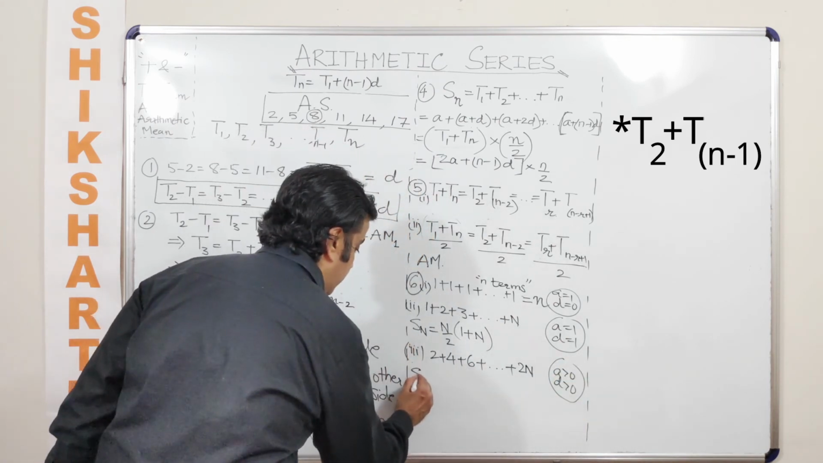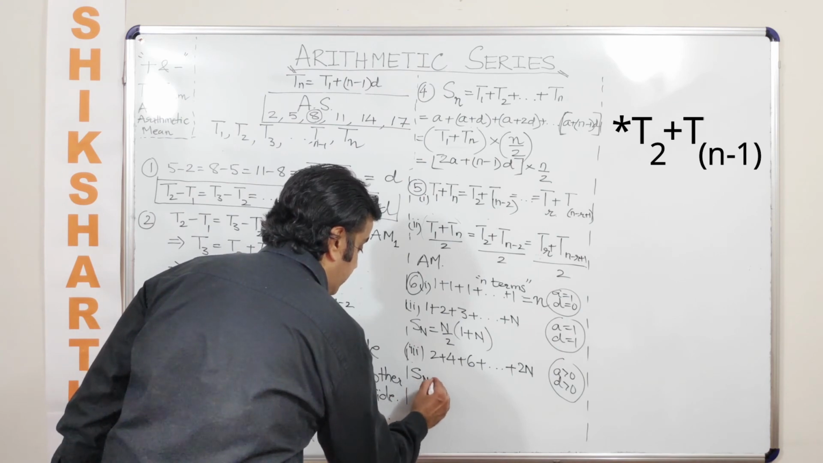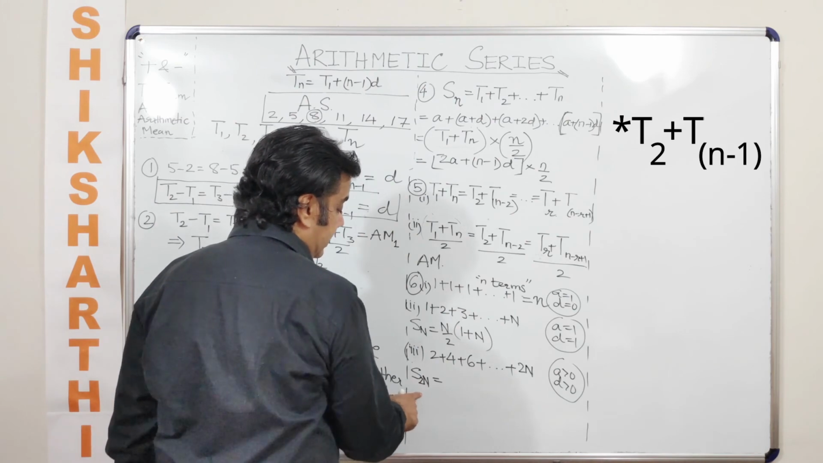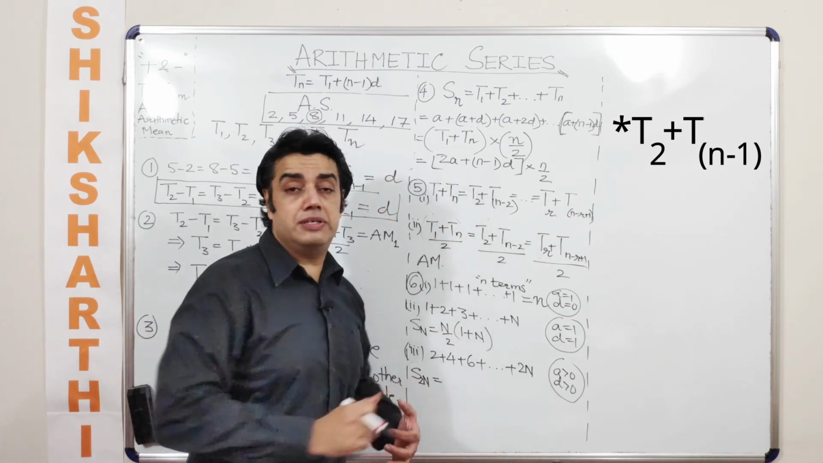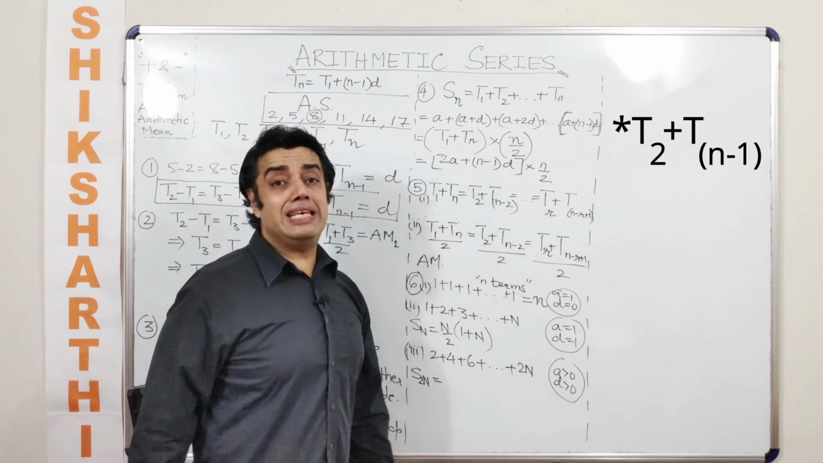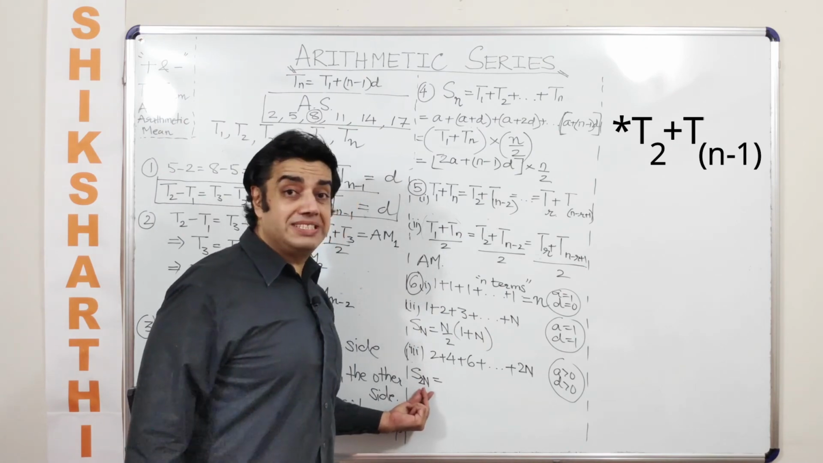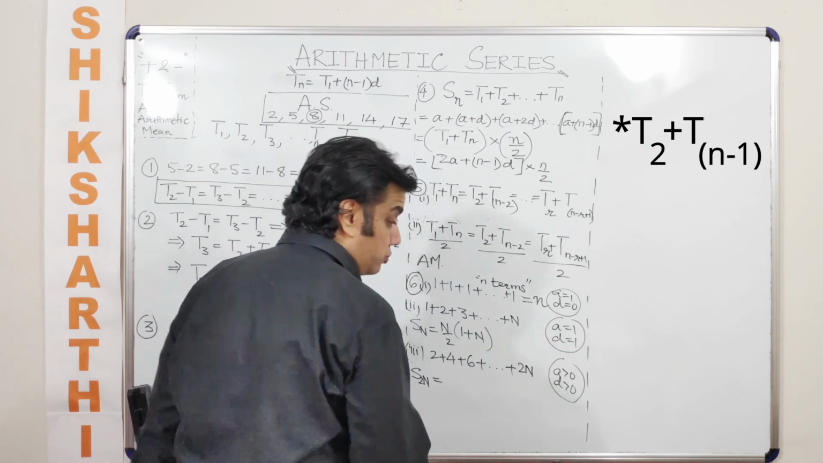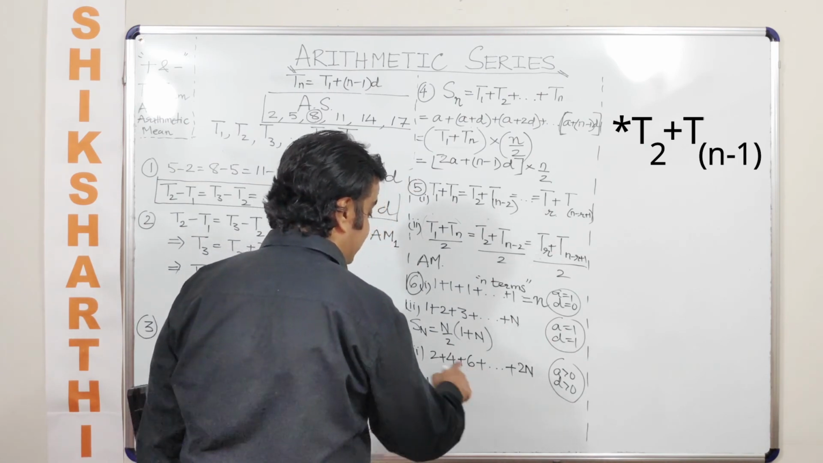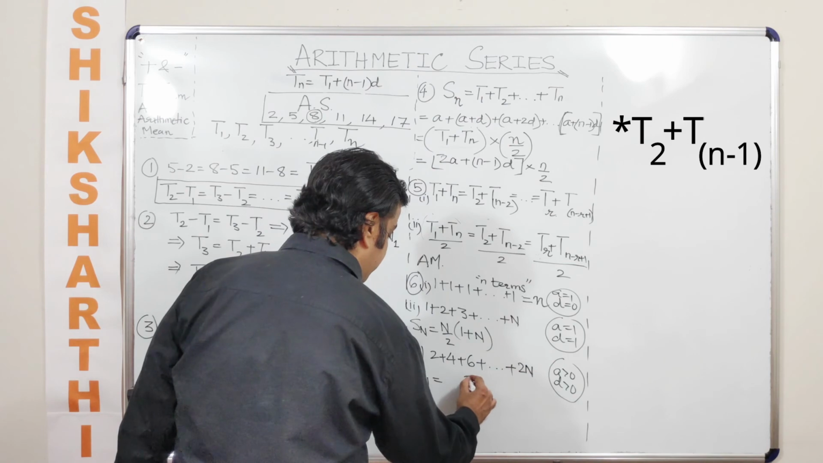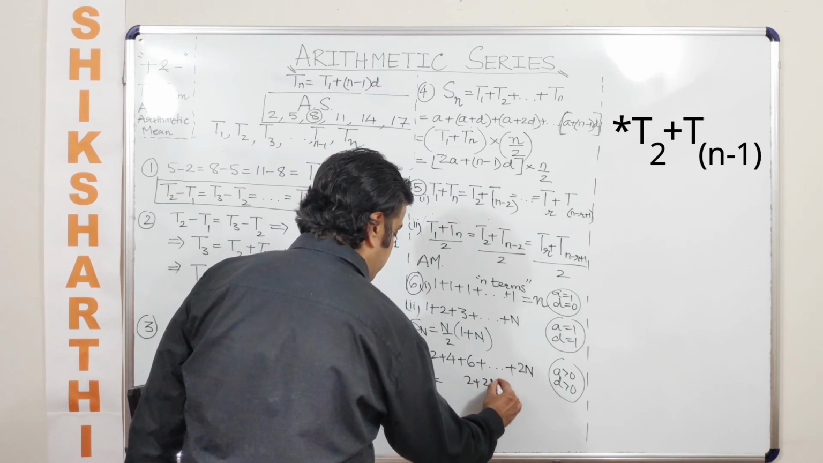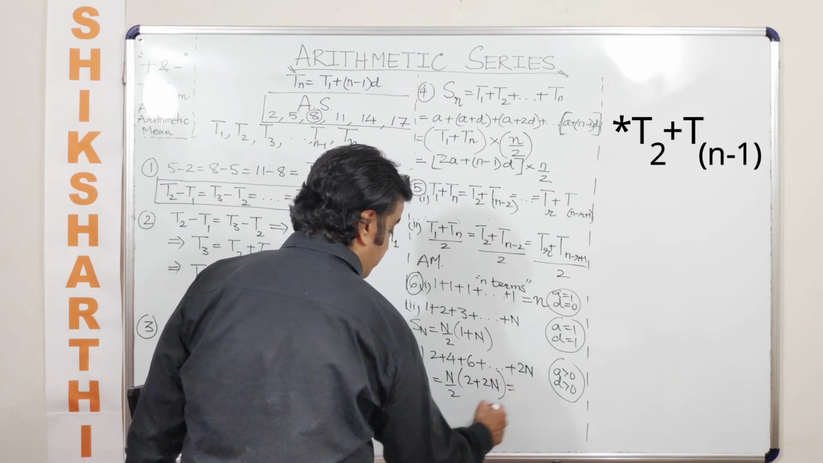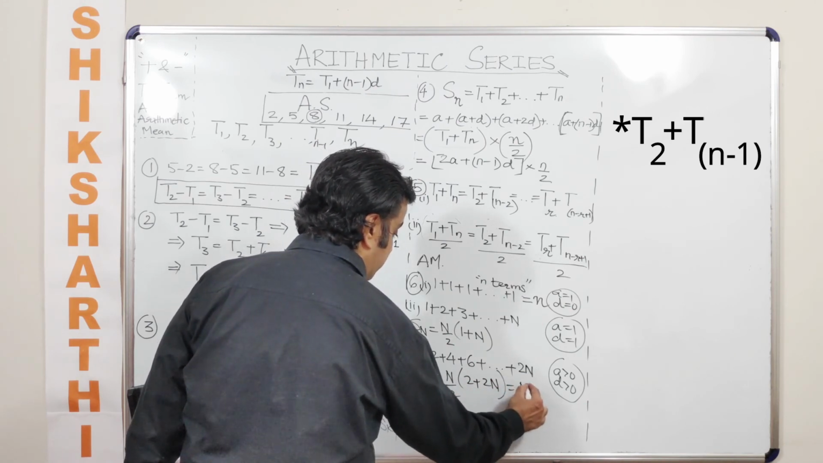So applying the same formula, I can find the sum of the first n even numbers. This 2n is indicative of the nth even number. So in this case, you take the first term and the last term, which is 2 plus 2n, and you have taken the first n even numbers. So this formula changes to n into n plus 1.